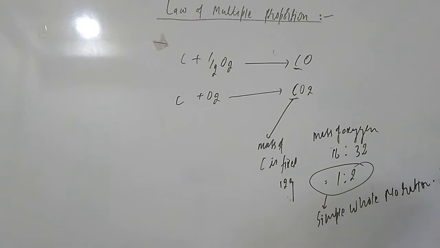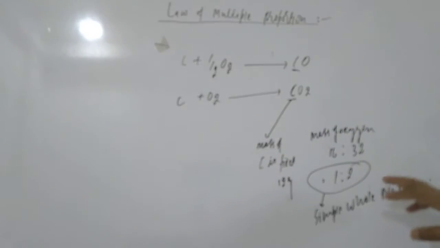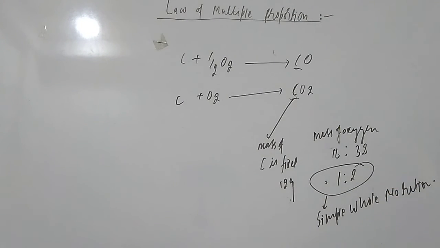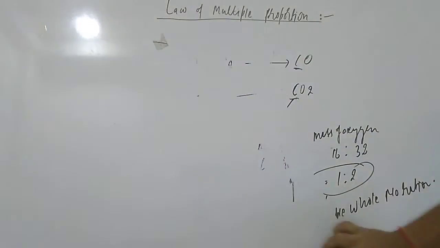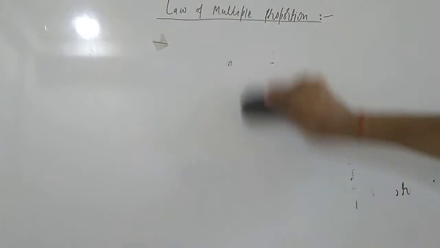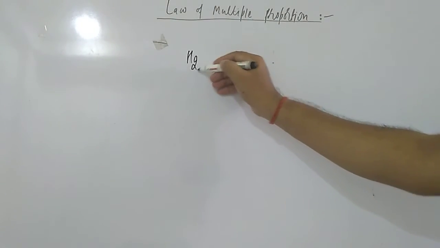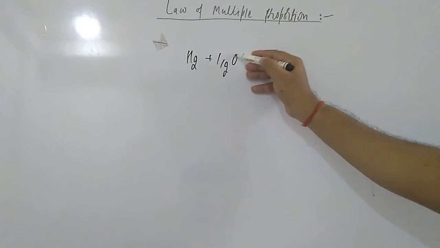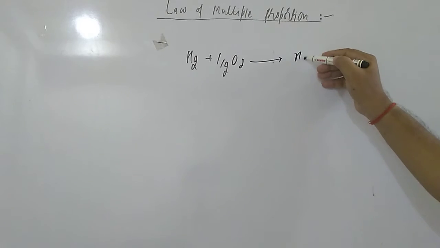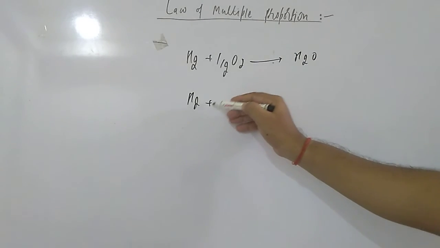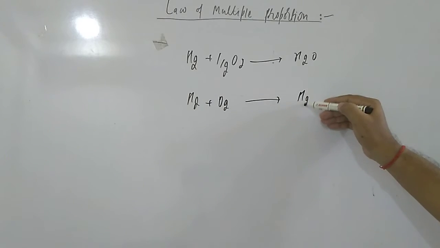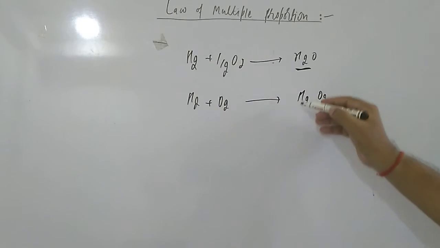So what you are saying is, when two elements combine to give two or more than two compounds, then the ratio of the elements with the fixed mass of one element will always be a whole number ratio in the compounds. You can take as many examples as you want. I am taking one more example, you try to understand. Suppose hydrogen is reacting with half mole of oxygen. It is giving H2O. And if hydrogen is reacting with oxygen, it is giving H2O2. See, the mass of hydrogen is fixed.